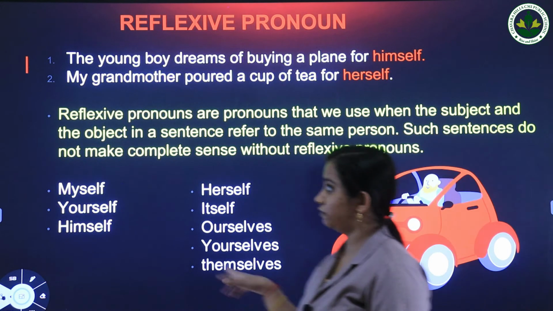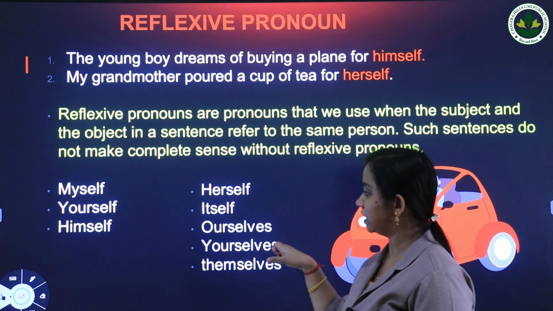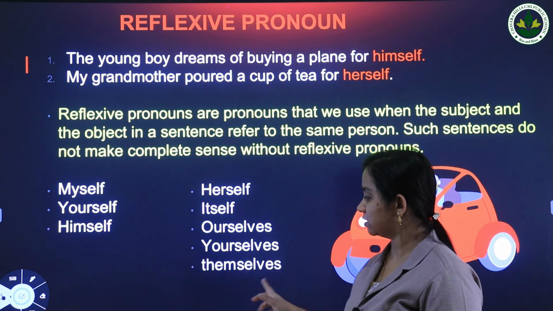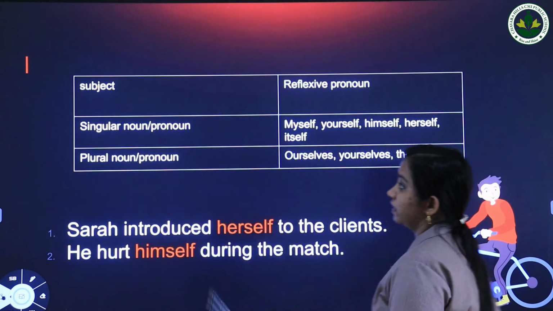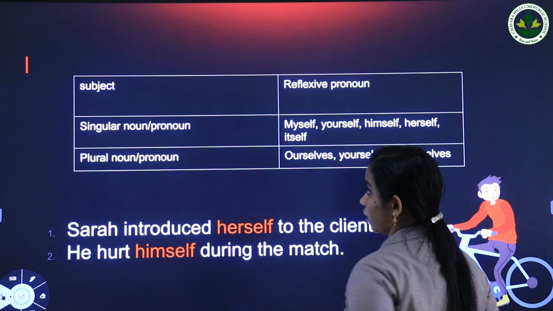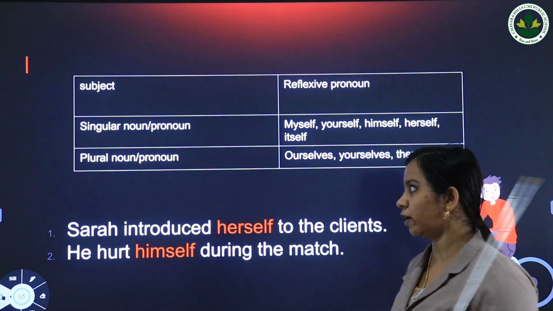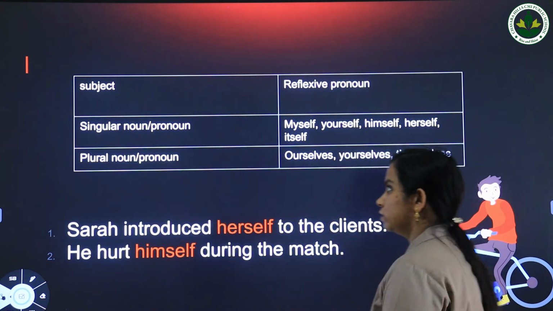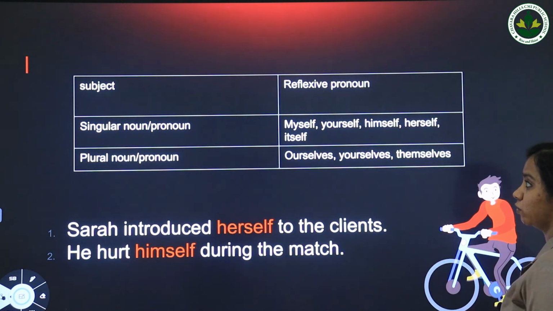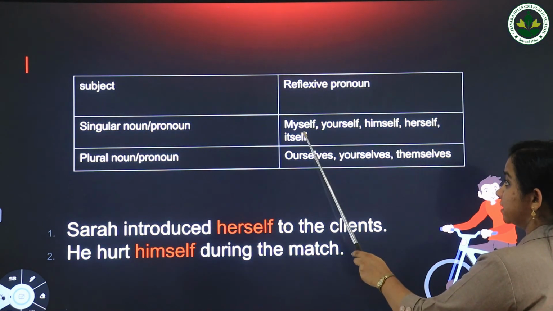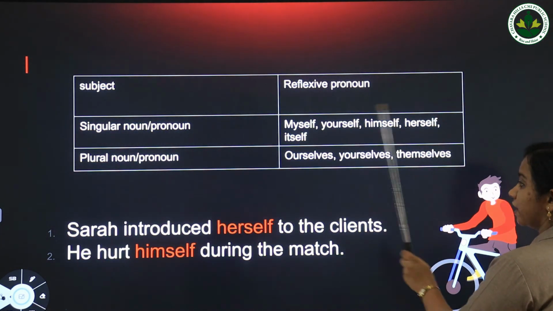These are the reflexive pronouns in English grammar: myself, yourself, himself, herself, itself, ourselves, yourselves, and themselves. Now just see this one. If the subject is a singular noun or pronoun, the subject is singular. What do you mean by the word singular? Singular means one, plural means many. So if the subject is a singular noun or pronoun, you will be using these reflexive pronouns. Repeat after me: myself, yourself, himself, herself, and itself.